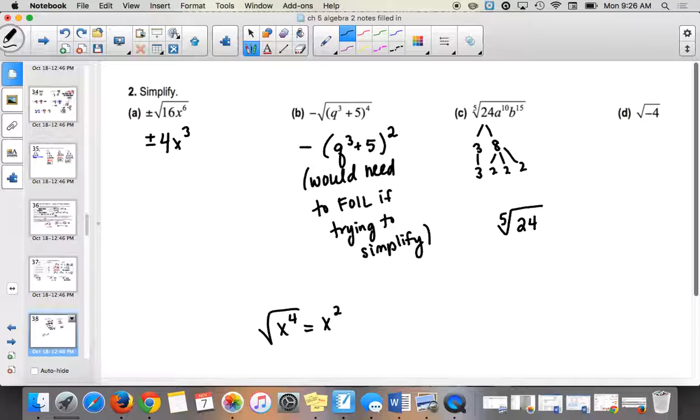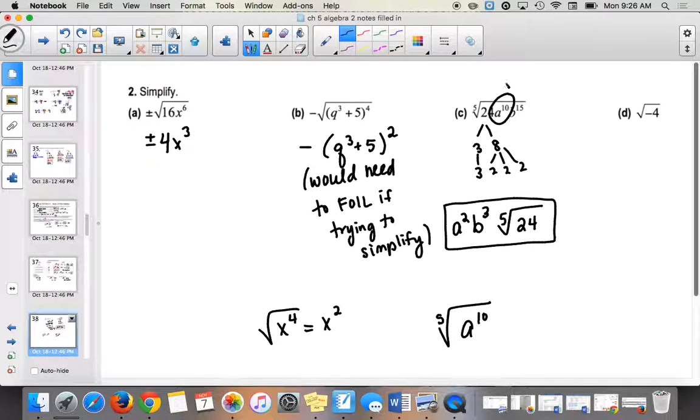But what about the a to the 10th, b to the 15th? So the a to the 10th under a 5th root. So Becca's saying a squared. Do you guys agree? Yeah. How about the b to the 15th under a 5th root? Yeah, b cubed. So what's the pattern? What are we doing each time with those numbers? Yeah, it's like 5 times what gives you 10. In other words, 10 divided by whatever your root was. Does that make sense? If you had a to the 10th, you're saying, oh, a to the 10th divided by 5. A to the 10 divided by 5 is a to the 2, right?